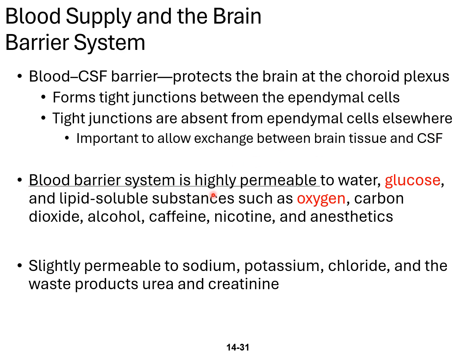The blood-brain barrier system is highly permeable to water, glucose, and lipid-soluble substances such as oxygen, carbon dioxide, alcohol, caffeine, nicotine, and anesthetics. So if you think glucose, oxygen, we need that. That's why there's a higher concentration passing through the blood-brain barrier. And it's slightly permeable to sodium, potassium, chloride, and other waste products, urea and creatinine. Also, if you're wondering why you feel awake when you drink caffeine, it's because caffeine can pass through the blood-brain barrier and go to the brain.